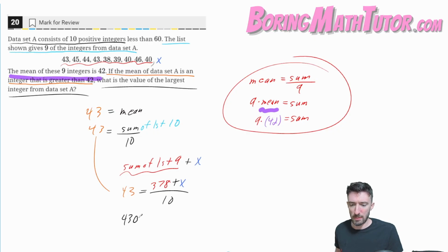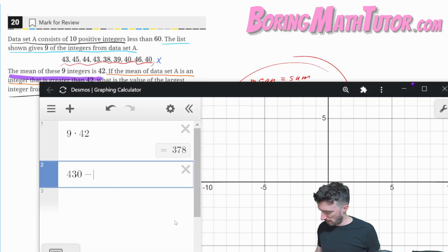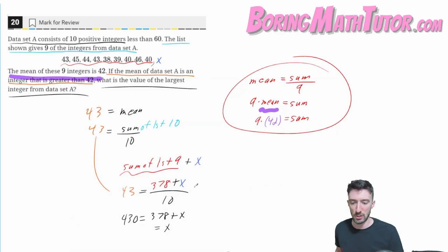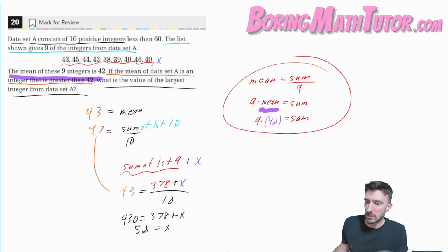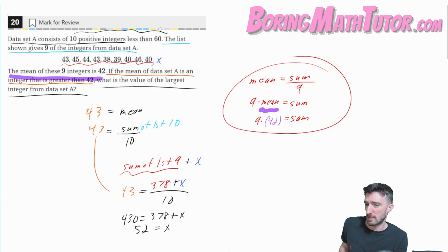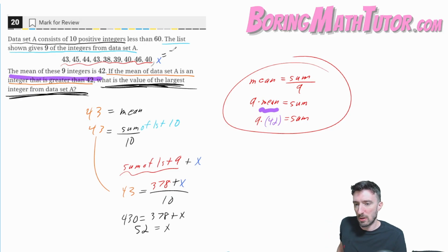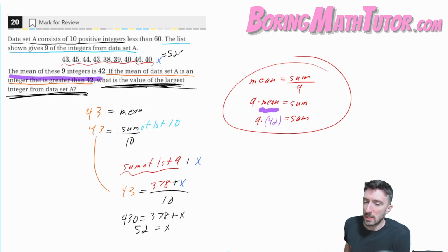So multiply by 10, that'll get me 430 equals 378 plus X. And then I want to subtract. So let's see, 430 minus 378, that gets you 52. So it looks like X could be 52. And at the beginning, they told us that the 10 integers have to be less than 60. Okay, so 52 is less than 60, so far so good. But what were they asking for? What is the value of the largest integer? Well, now that we know X could be 52, it looks like the answer is just 52 then, right?